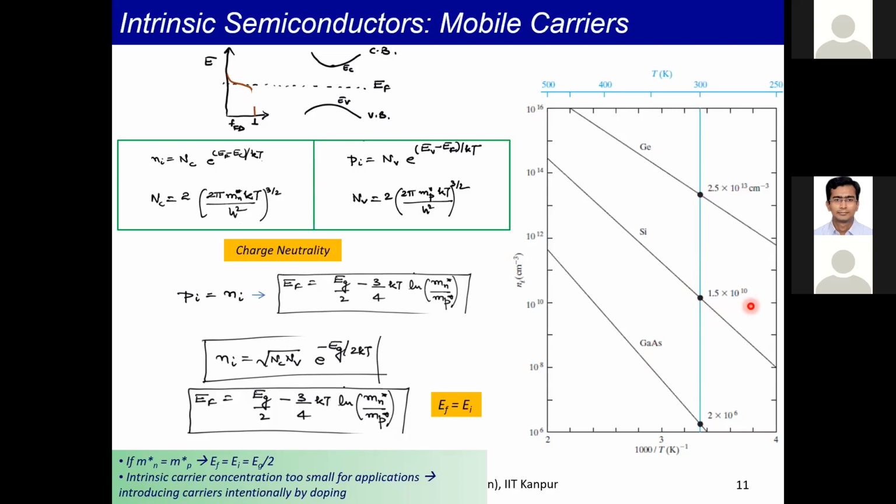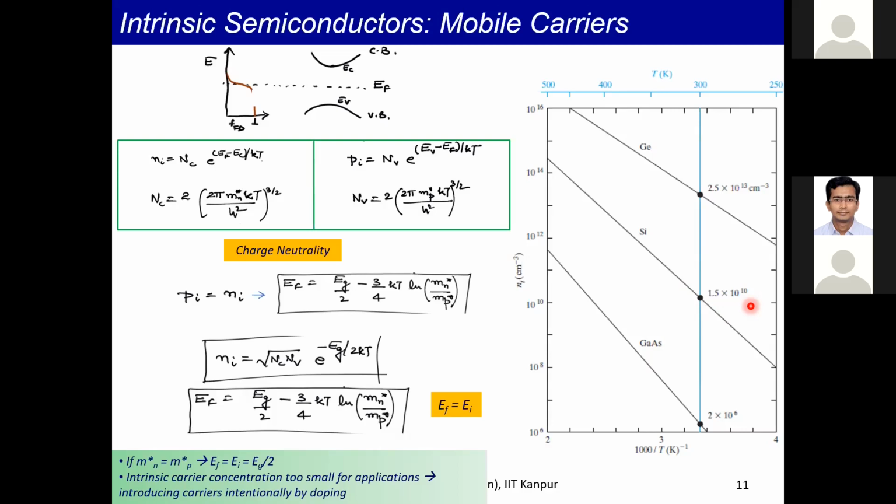Now compare this to metals, which have an electron concentration of the order of Avogadro number, right? 10 power 22 or 10 power 23 electrons per centimeter cube. And they have very good conductivity. Compared to that, 10 power 10 is a very small number. Okay, 12, 13 orders smaller. So this material will not be a good conductor. So this is not what we want.